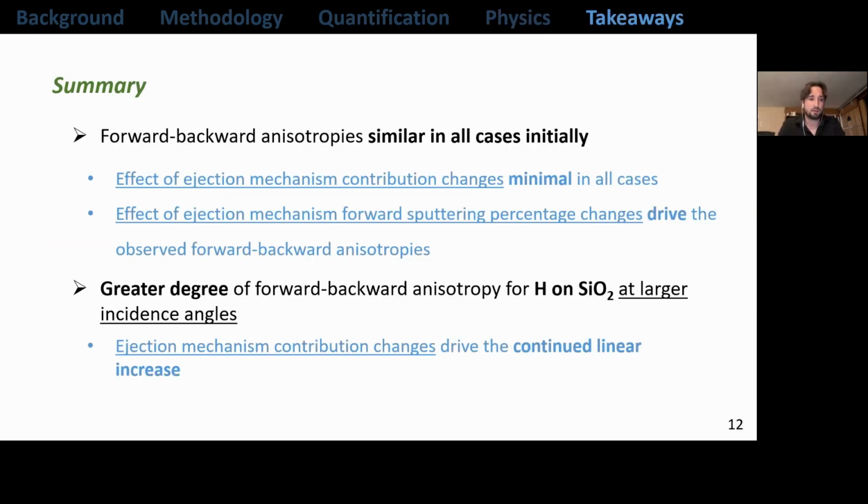So in summary, we found that forward-backward anisotropies are initially similar in all cases, and this is the result of the effect of ejection mechanism contribution changes being minimal, but ejection mechanism forward sputtering percentage changes driving these anisotropies. Then for the case of hydrogen and silicon dioxide, we found that at larger incidence angles, the overall percentage of atoms sputtered forward continued to increase linearly, and that this was driven by an increase in the effect of ejection mechanism contribution changes.